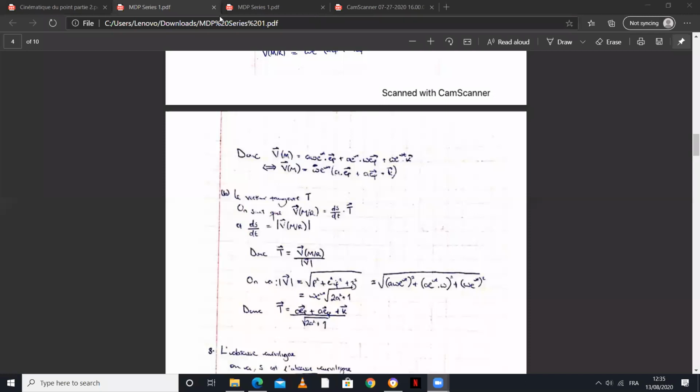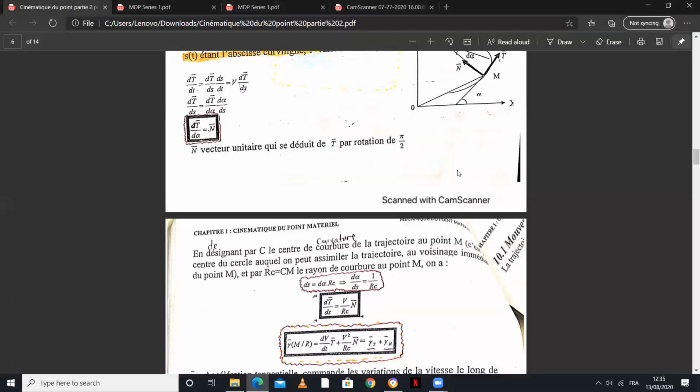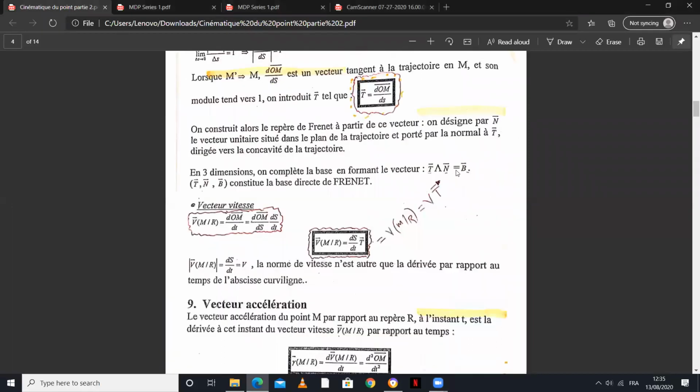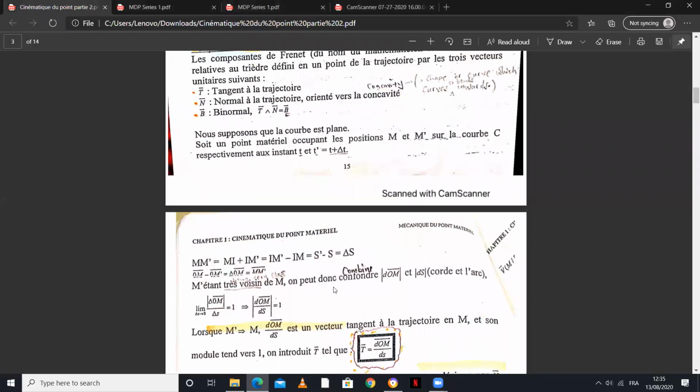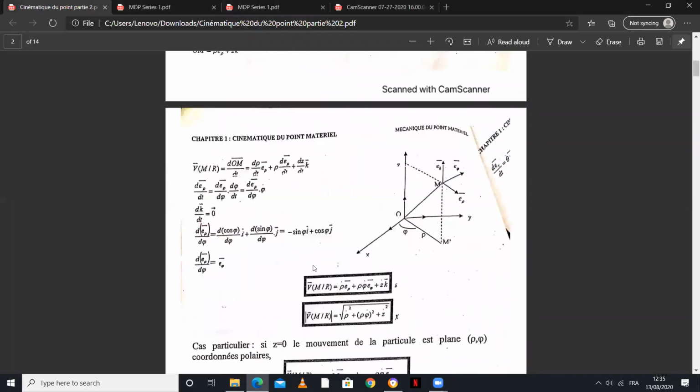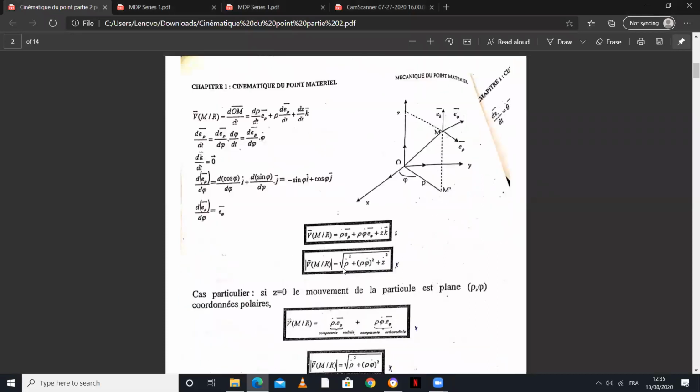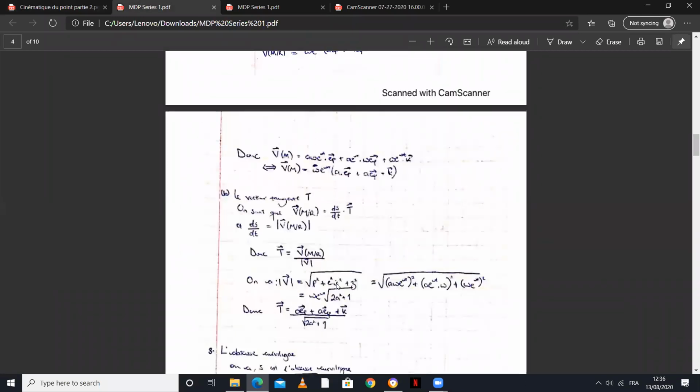Just formulas. So when we come to this polycopié, they are cinématique. We go to the vector vitesse. It's this one here. We found our vector vitesse as that, and the module is also there in the polycopié. It's the square root of rho point carré plus rho phi point carré plus z point carré.